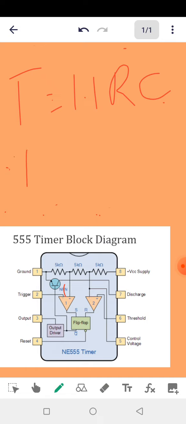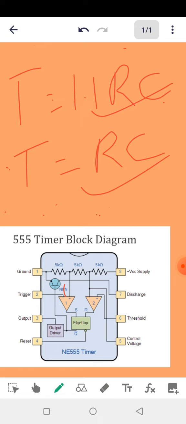Sometimes I just use RC because I see little difference between 1.1 and 1. So sometimes I use this to calculate, sometimes I use this to calculate. So choosing your time period is very, very simple. It's not difficult at all.